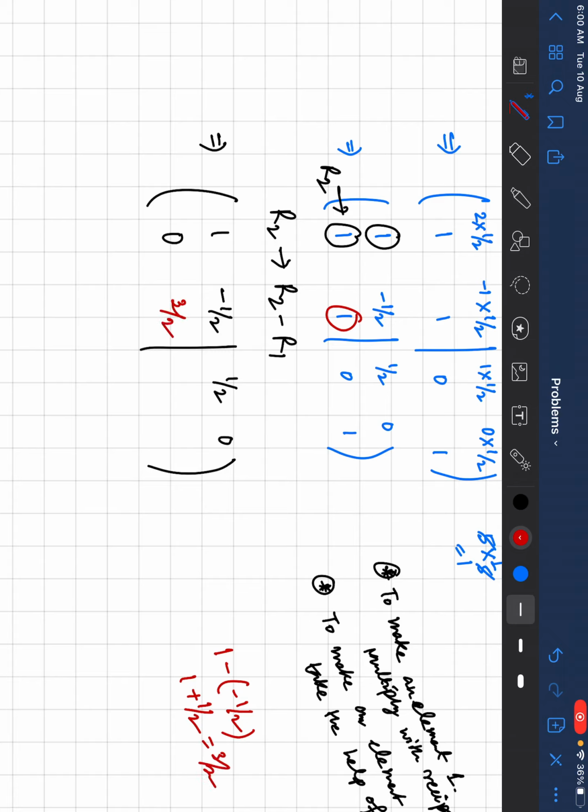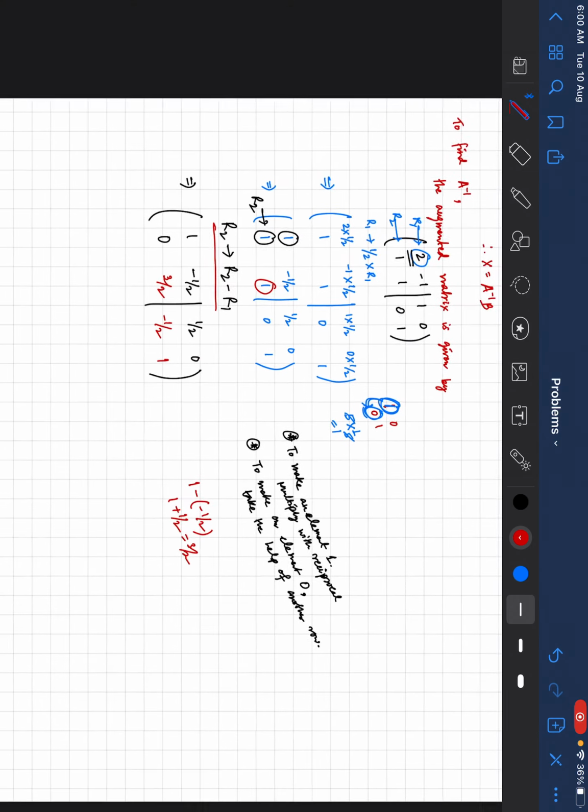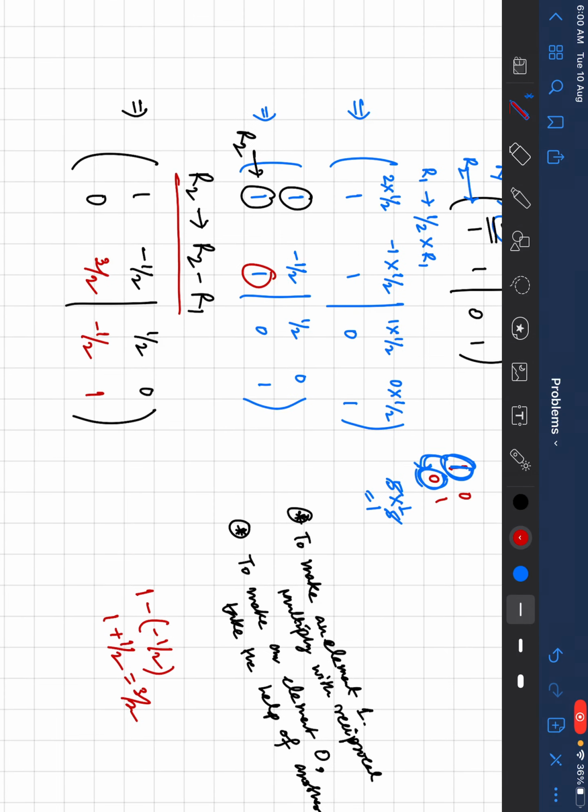Okay. Now this side, we are doing R2 minus R1. So 0 minus half, that is minus half. 1 minus 0, 1. This is what we get by doing this operation, R2 implies R2 minus R1. Now we got 1 0. The 1 0 we already got. Now the next step is we need to get this element as 1. So this is my first step, this is my second step, this is my third step, and ultimately this is my fourth step.